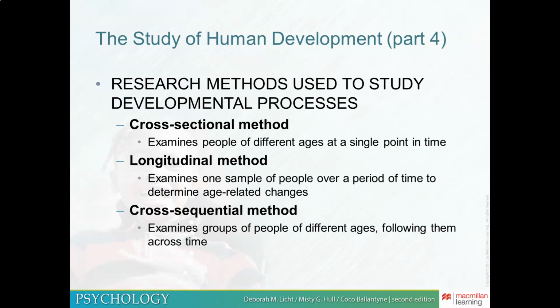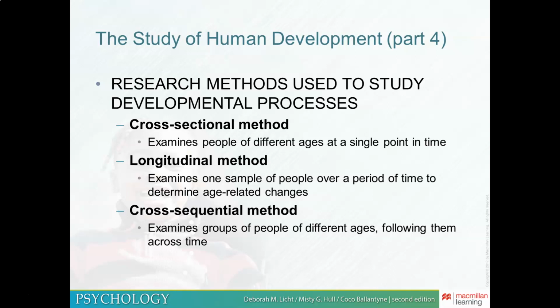Now, as far as research methods, as you're well aware of at this point, there are different ways researchers gather information about their topic of research. So there are three different research methods that are important in the study of developmental psychology. The first one is called the cross-sectional method. That is just looking at a single point in time, looking at a group of different people of different ages all at the same time. And that's called cross-sectional.